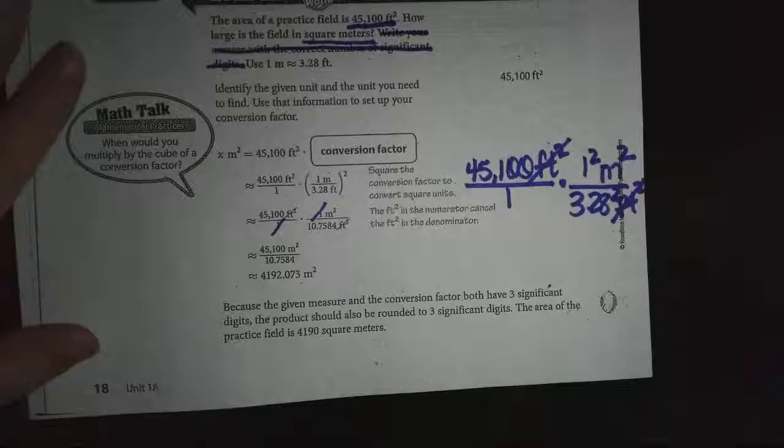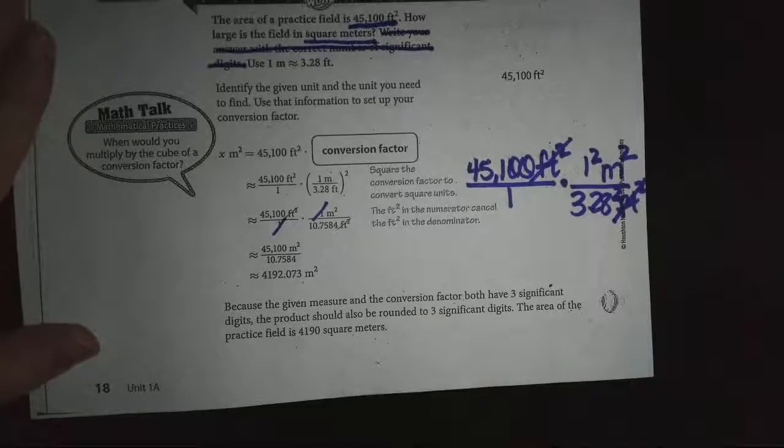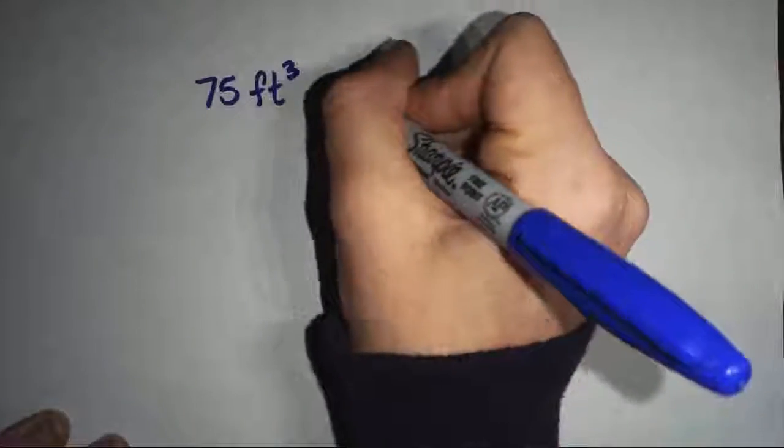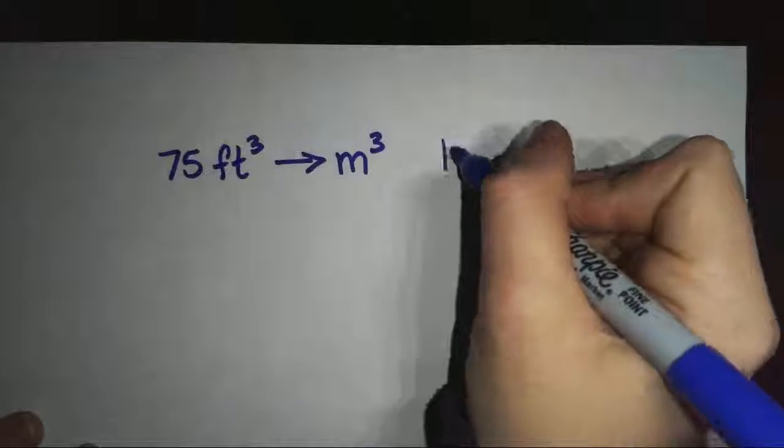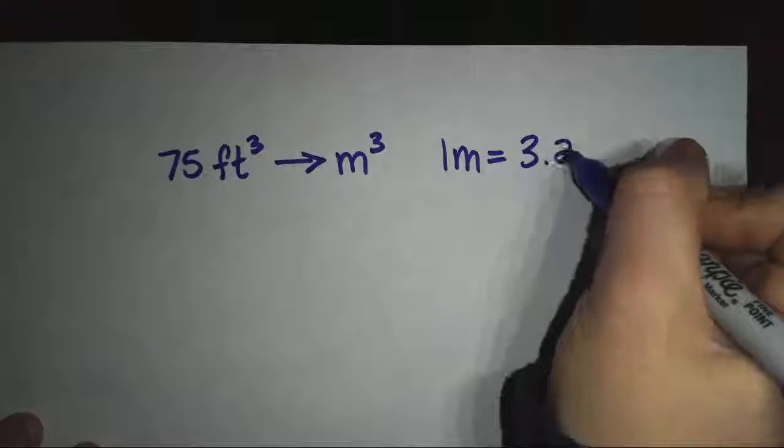However, we do need to talk about how we convert volume. So converting volume is similar to this. However, volume is always measured in cubic units. So cubic meters, cubic centimeters, cubic feet, stuff like that. So let's do a conversion like that. So we have, say, 75 feet cubed. And we want to turn that into meters cubed. And remember from our last problem that 1 meter equals about 3.28 feet.